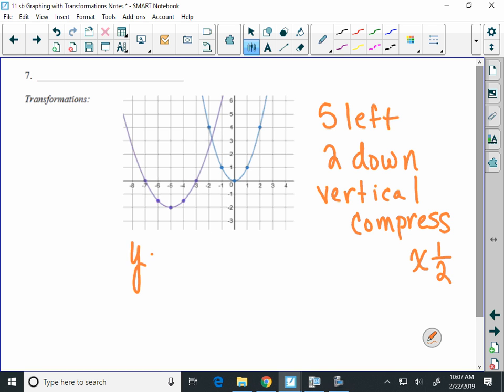We get y equals, well, let's put in our vertex here, 5 left. It's going to be x plus 5, because remember, change the sign, keep the sign, and then our vertical compression again happens outside of the function. It's going to be the 1/2.